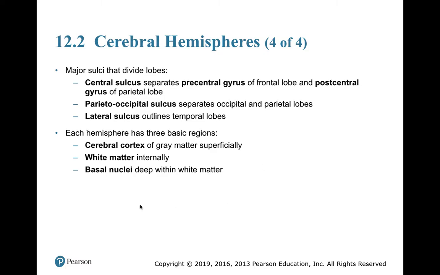Each hemisphere has three basic regions, going from out to in. The cerebral cortex is the gray matter you can see when you look at an intact brain. Below that, there are tracts of myelinated fibers that make up white matter. Within that white matter, there are places where there are other cell bodies called nuclei, and those are the basal nuclei in the cerebral hemisphere.